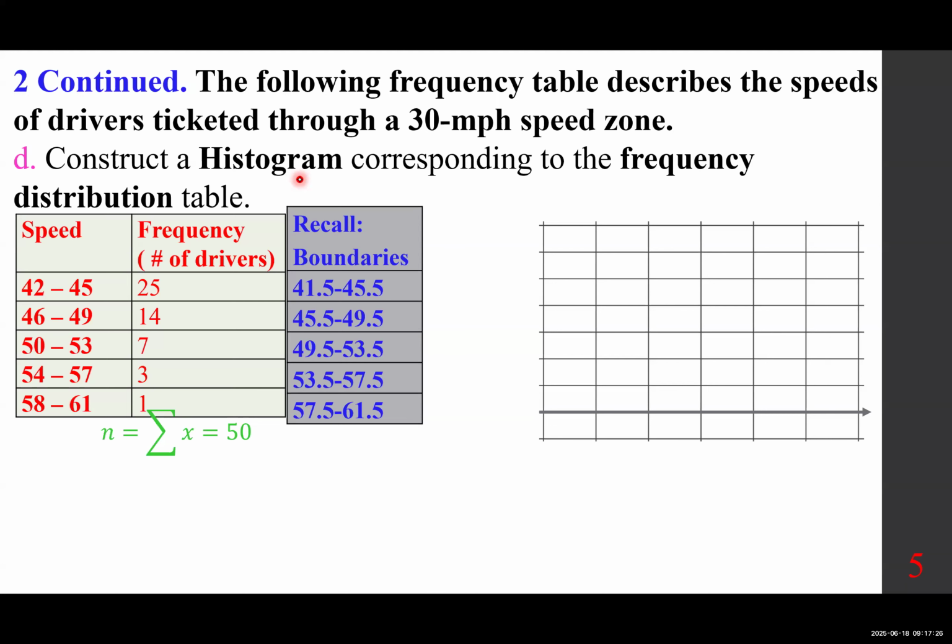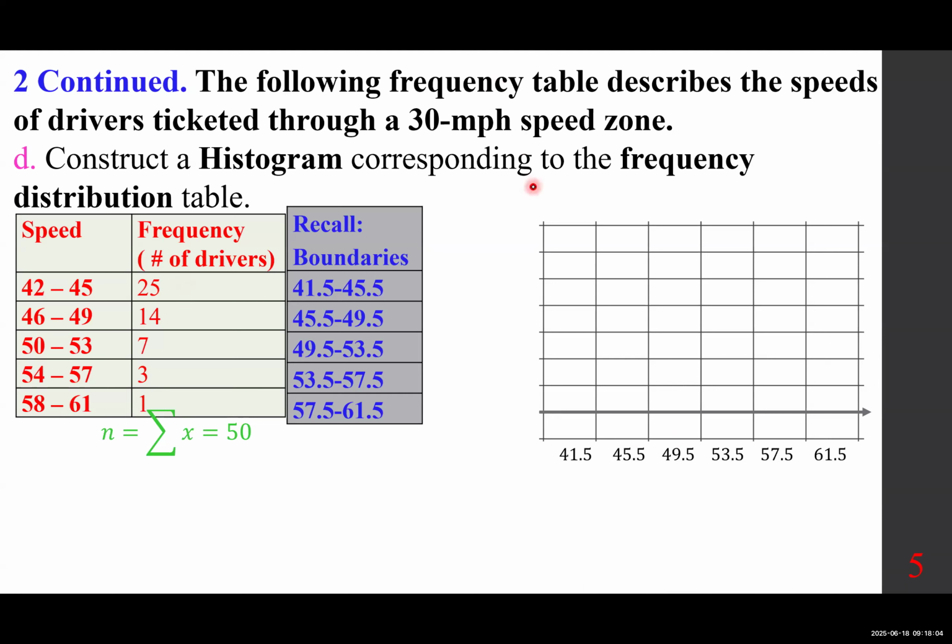Now, when it comes to a histogram, what happens along the horizontal axis? You can put the limits, you can put the boundaries, you can put the midpoints. Later on, we learned that for ogive, we must use the boundaries. So I'm going to put the boundaries here. Again, it is not a big deal. Either way is fine. So over here, the maximum number is 25.